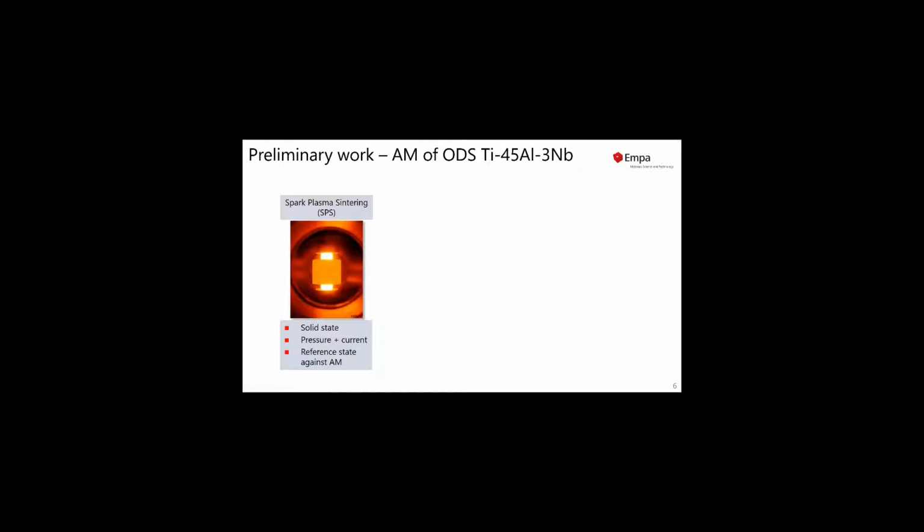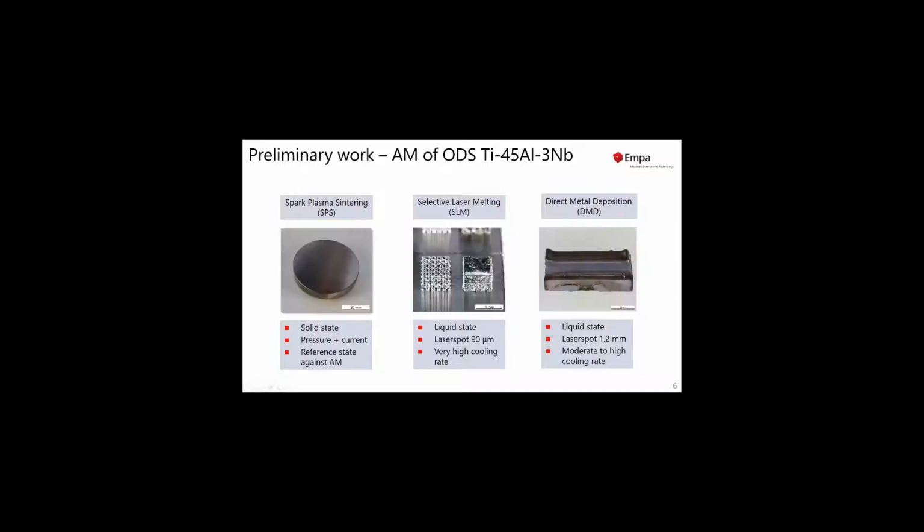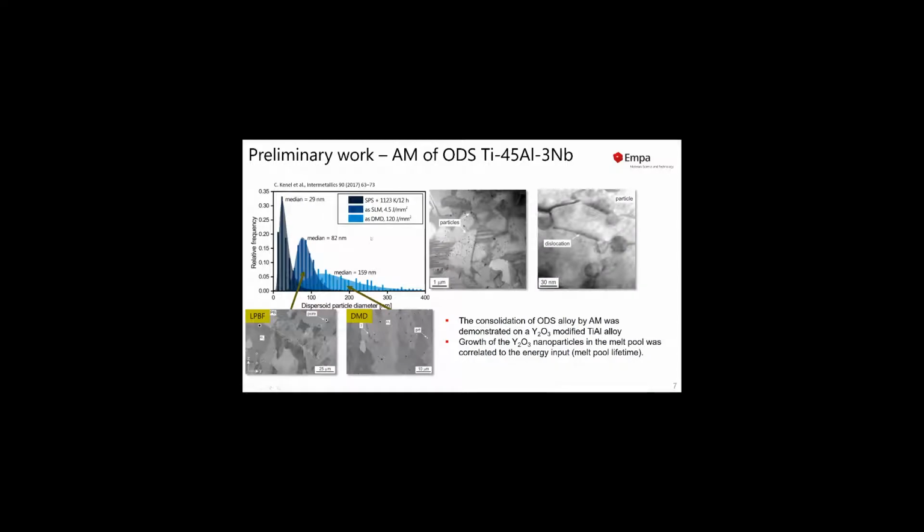On the one hand, we did sintering, spark plasma sintering, which was a reference state. We used selective laser melting or laser powder bed fusion. And also we did direct metal deposition tests. And well, as you know, the difference between the two additive manufacturing methods is that here the cooling rates are significantly higher. The laser spots are smaller, whereas here this is closer to a welding process. Afterwards, well, we produced parts with different shapes, and from that we produced samples for further characterization. So here are some results of our work back then.